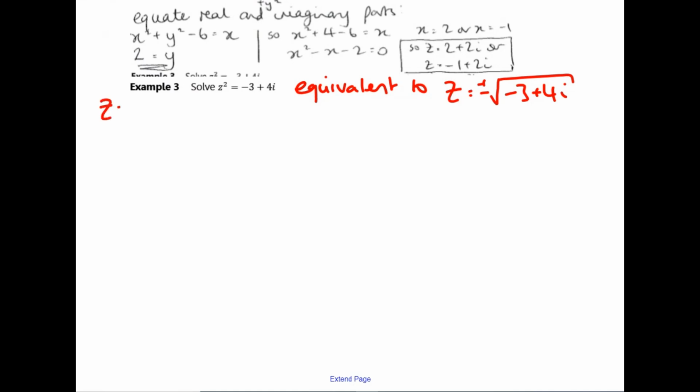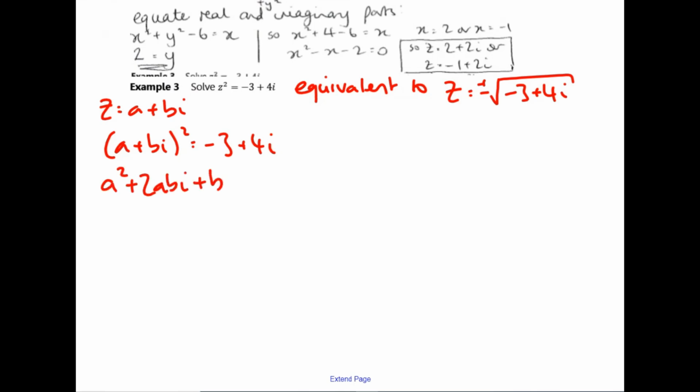We're going to start exactly the same way as we've done the previous examples. So z is a plus bi. Substitute that into the left-hand side. It's equal to minus 3 plus 4i. Expanding this out gives me a squared plus 2abi plus b squared i squared. And that's equal to minus 3 plus 4i. If I collect up my real and imaginary parts, the i squared is minus 1, so I get a squared minus b squared, and my imaginary parts are 2ab.